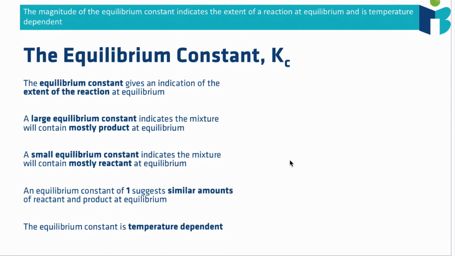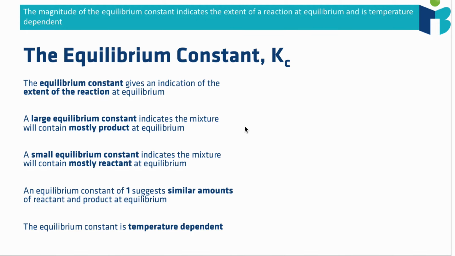The equilibrium constant gives an indication of the extent of the reaction at equilibrium. It gives you an indication of how far shifted you are to products or how far shifted you are to reactants. So a large equilibrium constant means that our numerator is much larger than our denominator. Our numerator is where our products are, our denominator is where our reactants are. So it implies that we reach equilibrium with a mixture that contains mostly products. Our reaction has gone close to completion.